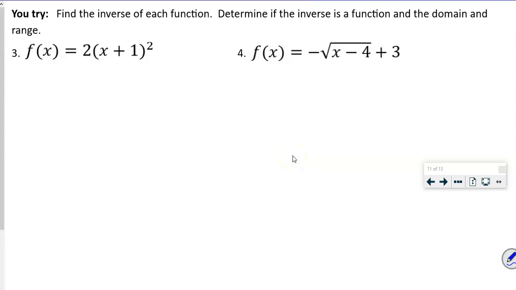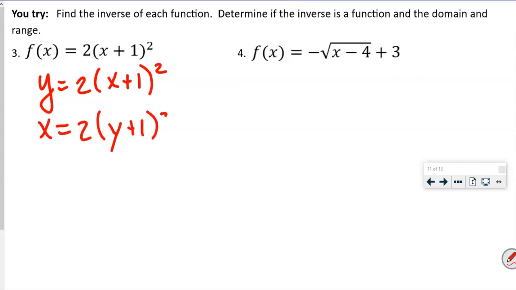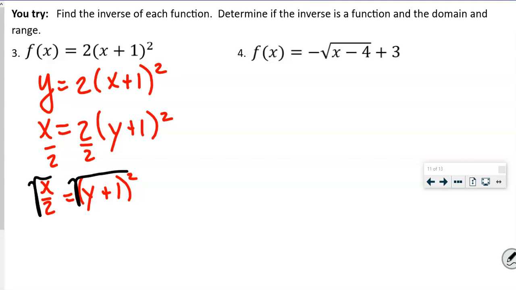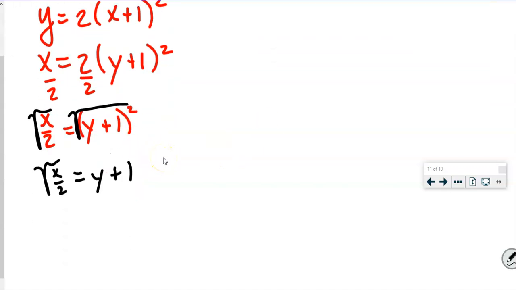Okay, so let's go ahead and I'll just do this in color. Y equals 2 times x plus 1 squared. So I'm going to rewrite that. X equals 2 times y plus 1 squared. So what do I do first? Divide everything by 2, right? So that's going to be x over 2 equals y plus 1 squared. How do I get rid of a square? We square root it, right? So that's going to give us the square root of x over 2 equals y plus 1. How do we get rid of the plus 1? You got it. We're going to subtract it, right? So this is going to be the square root of x over 2 minus 1 equals y.